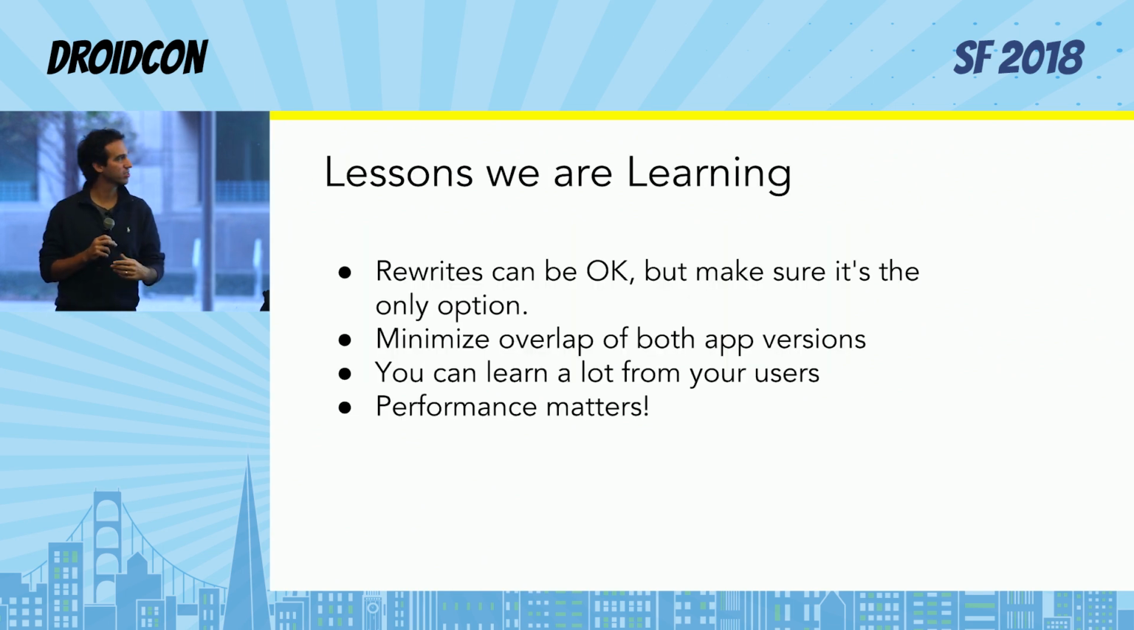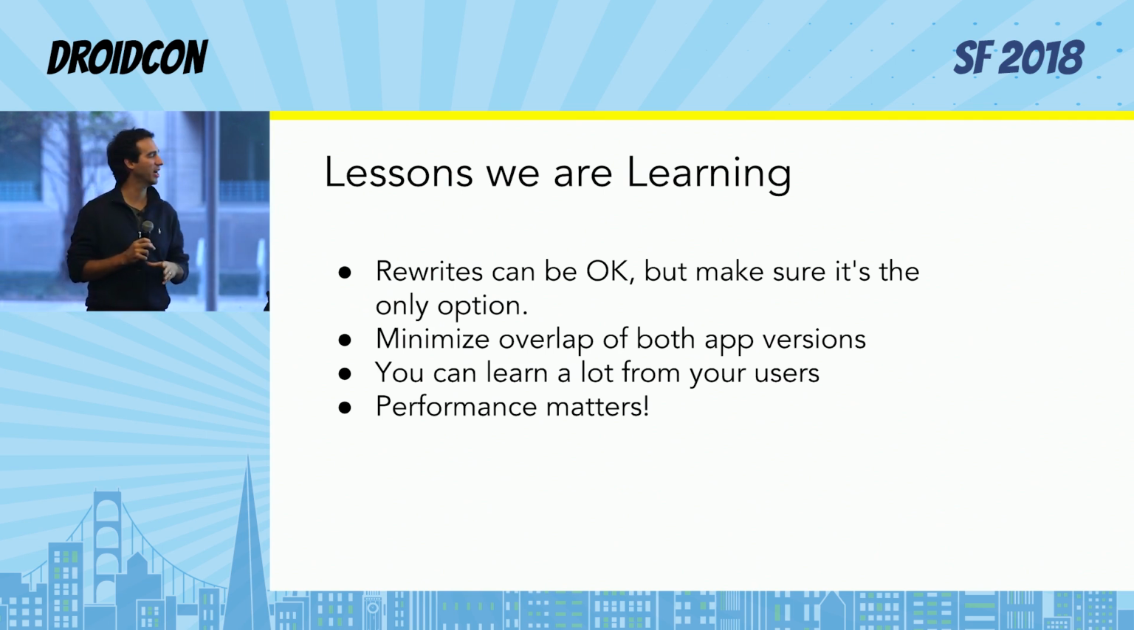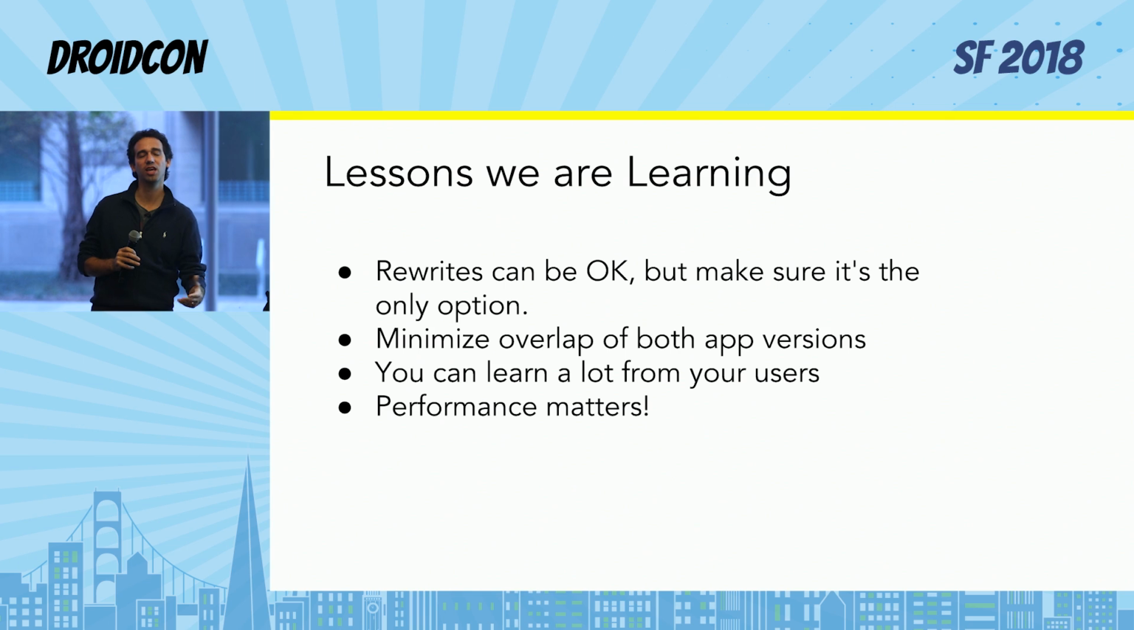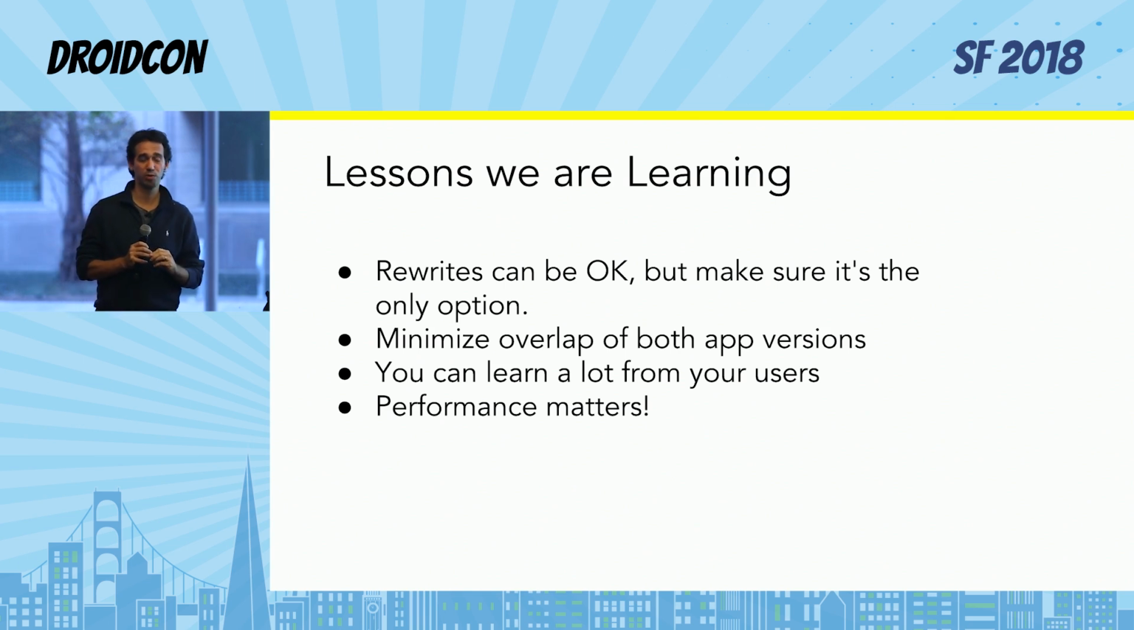So we learned a lot of lessons along the way. I think the most important one is that rewrites are okay, but make sure it's your only option. We cannot emphasize enough how painful a rewrite can be. Really try to minimize the overlap between both app versions, both for developing both versions, and more importantly, for having both versions out to users. You can learn a lot from your users, both by measuring their engagement, but also from just listening to their feedback. And finally, what we've learned is performance does matter.